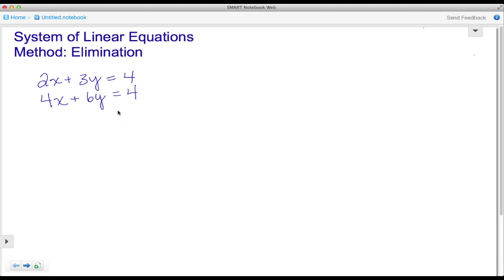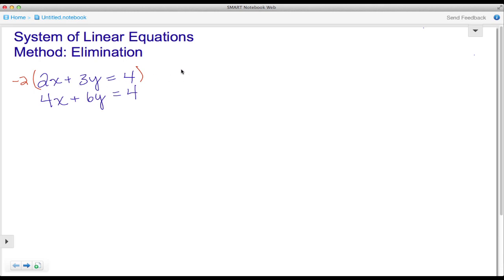So basically, we have to decide to either get rid of the x variables or the y variables. Let's go ahead and get rid of the x variables. I already have a 4 down here. So this means if I can make this 2 into a negative 4, then I could get rid of the x variables when I add these two equations together. So let's do that. We'll take this first equation, and I'm going to multiply through by negative 2.